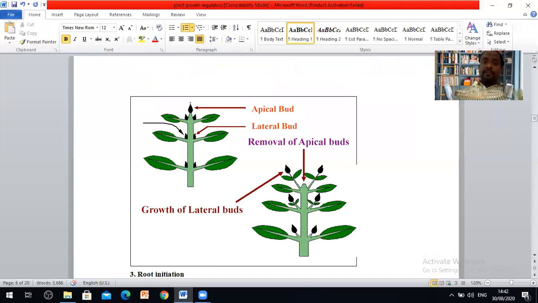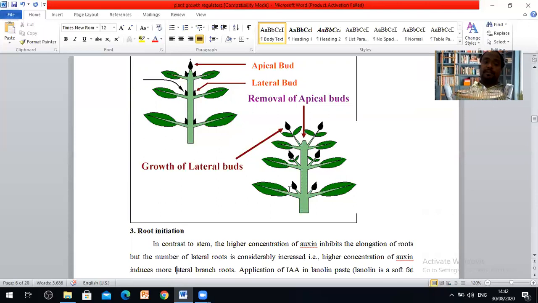Okay, you can see here, in the first diagram, we can see the apical bud. It is growing, but when we cut the apical bud, then the lateral buds also start to grow. So the growth of the lateral bud begins when we cut or remove the apical bud.